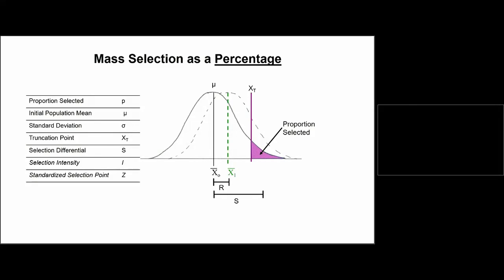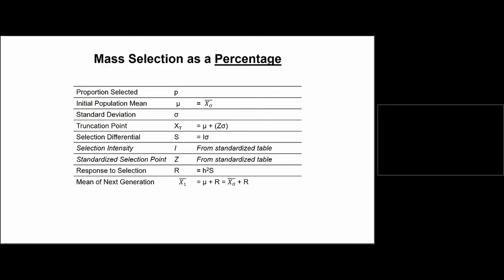Well, based on what we learned before, heritability is what? Narrow sense heritability. How do we calculate that? R divided by S. So if we rearrange that formula to figure out R, what is R? Heritability times S. Okay? So the initial population mean is X sub O or mu. We're going to use the standard deviation in this particular calculation.